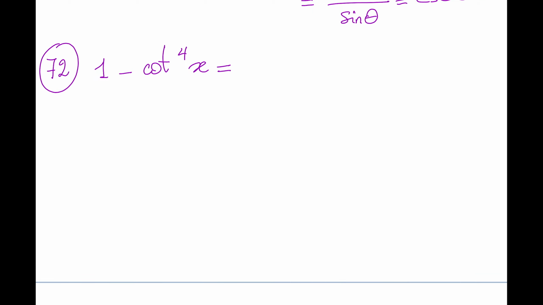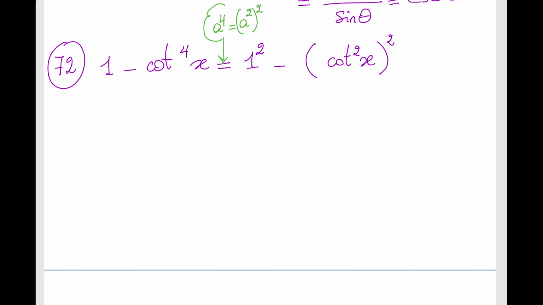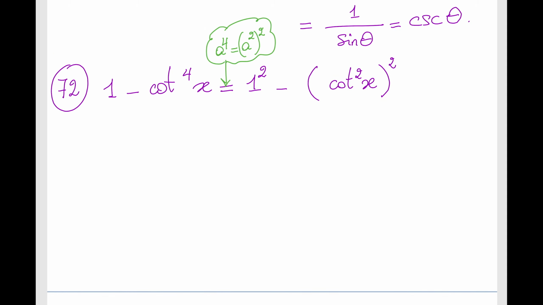Okay, so that's equal to, this looks to me like the difference of two squares. Let me write it so you see it. This is of the form 1 squared, 1 squared is 1, right? Minus the square of cotangent squared. Do you agree with me? So what did I use here? I merely used the fact that a to the power 4 is equal to a squared squared. That's what I used. And my a happens to be cotangent of x. So cotangent to the power 4 is the same as the square of cotangent squared. Right? So we get that.